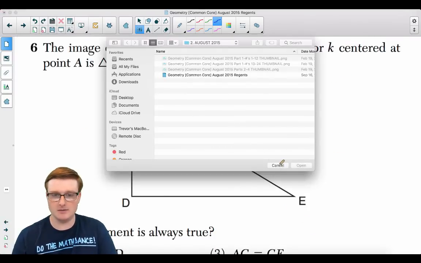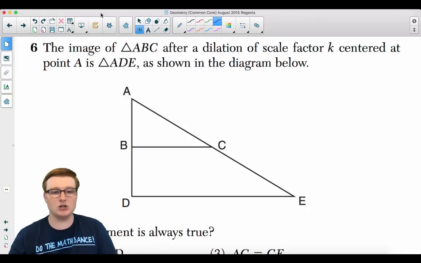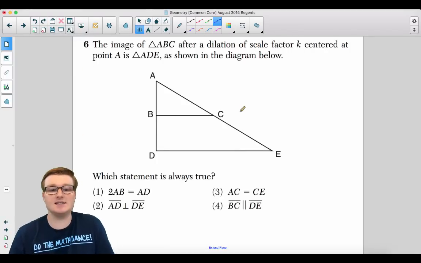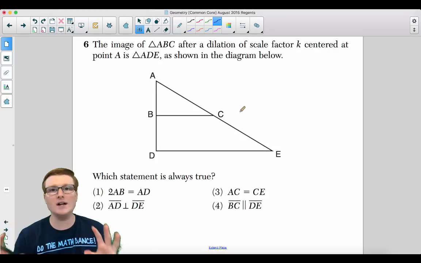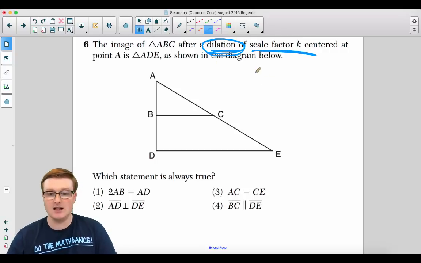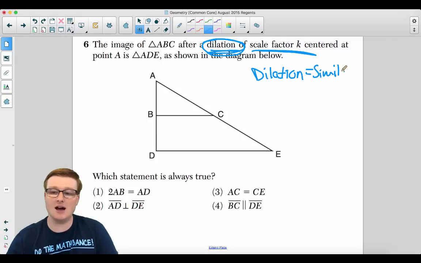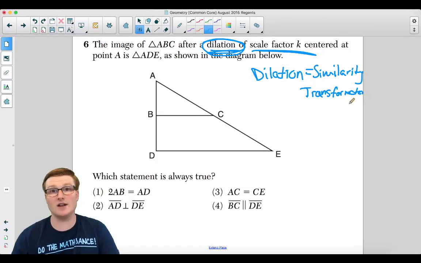It says, oops, sorry about that. So question 6 says, the image of triangle ABC after a dilation with a scale factor k centered at point A is triangle ADE, as shown on the diagram below. Stop right there. What did I just read? I just said that this is a dilation with a scale factor of k. That means that you should know that a dilation is a similarity transformation. Okay? It doesn't create the same identical copy of that figure, but it is a similarity transformation.